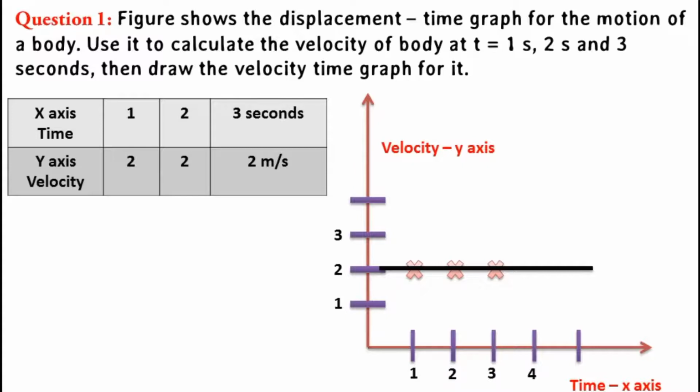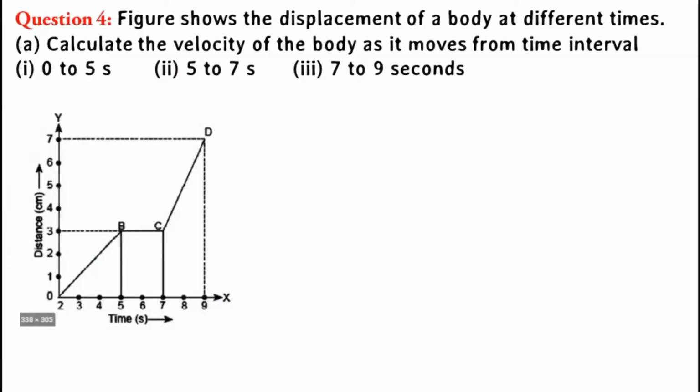If you understand this question properly, then you can do all the numericals of this exercise easily. Still, let us do two more questions from this part. Now let us do question number 4 of exercise 2b. Question number 4. Figure shows the displacement of a body at different times. Part A, calculate the velocity of the body as it moves from time interval number 1, 0 to 5 seconds, number 2, 5 to 7 seconds, and number 3, 7 seconds to 9 seconds.